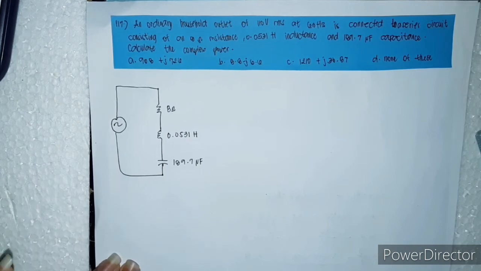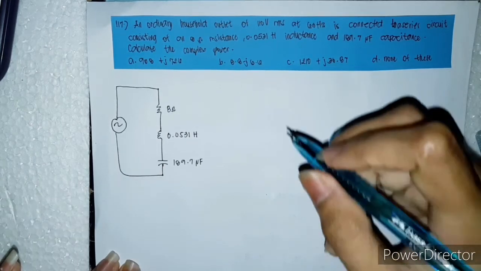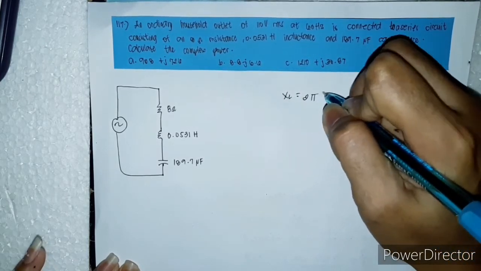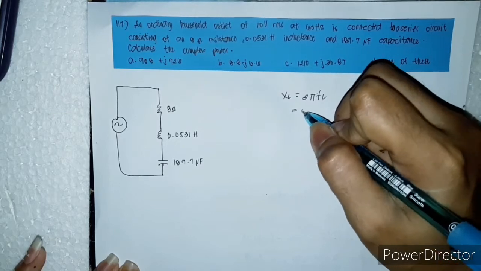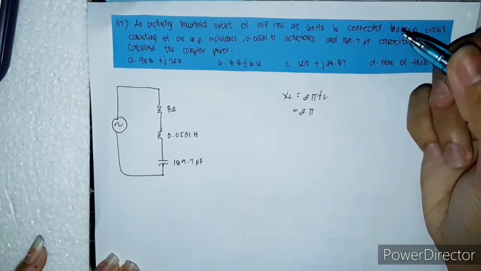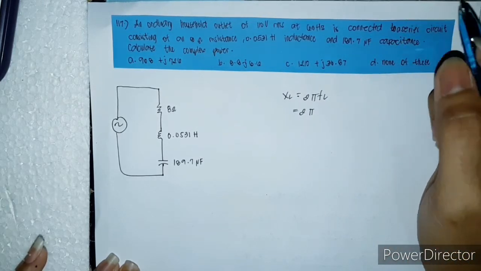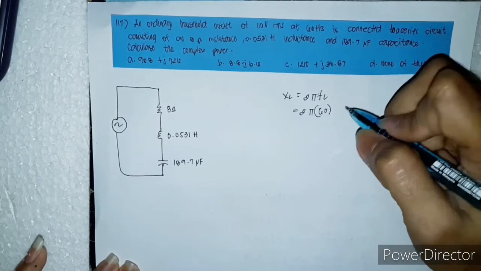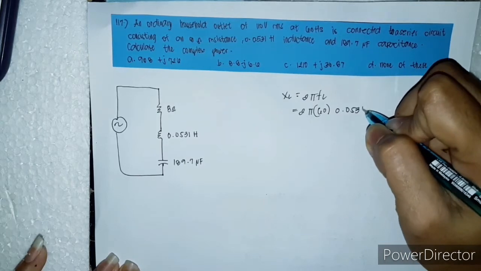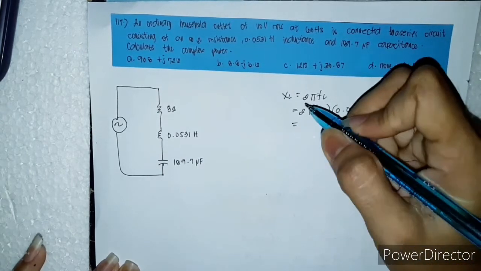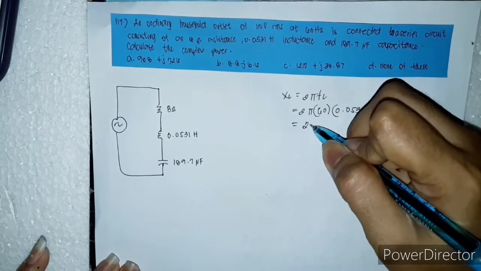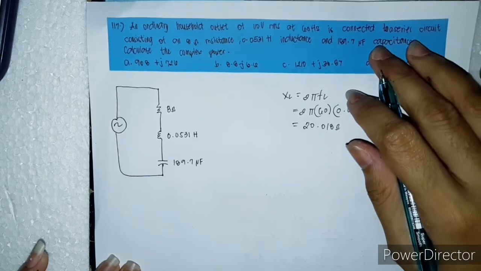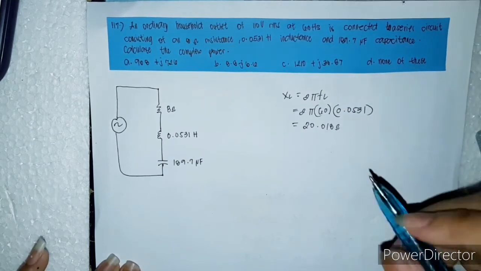So let's find first the inductive reactance. XL is equal to 2 pi FL. So 2 pi, our frequency is 60 Hertz and our given inductance is 0.0531. So for the inductive reactance, we will get 20.018 ohms.